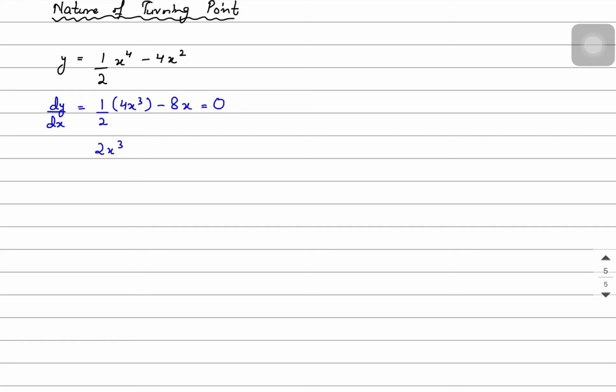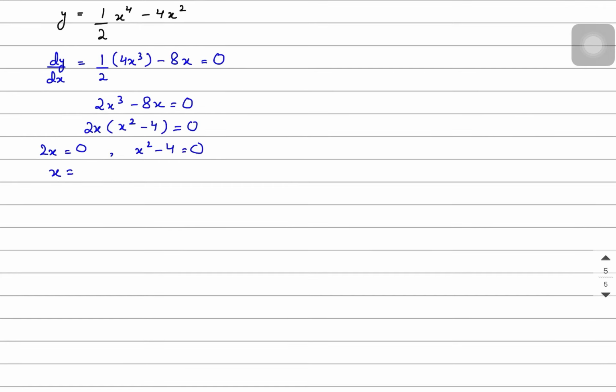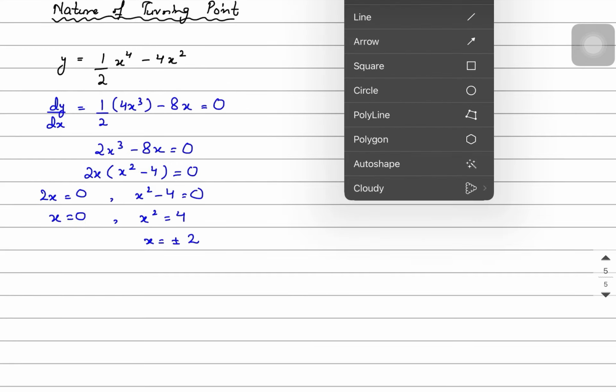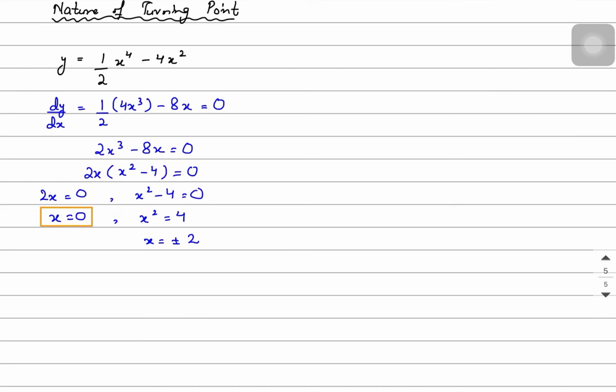So it is going to be 2x cubed minus 8x equals 0. 2x is common. This is going to be x squared minus 4 equals 0. I will put 2x equals 0. I will put x squared minus 4 equals 0. I will get x equals 0. I will get x squared equals 4. I will get x equals plus 2 and minus 2. So these are my values of x.